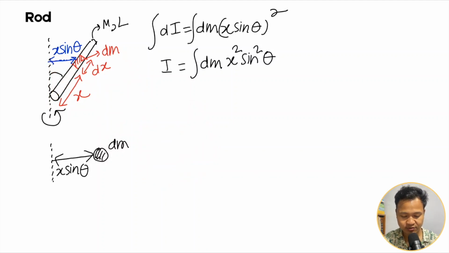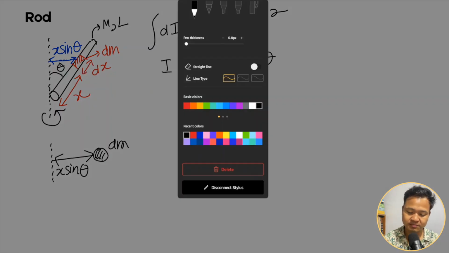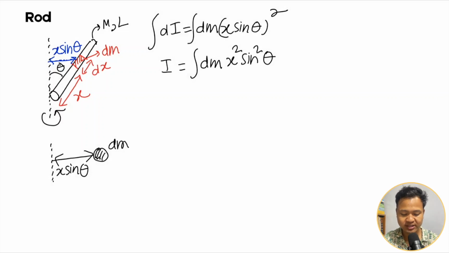Now see this line, theta is the angle, and it is constant. So it will rotate with this angle theta around the axis. So theta is constant, which means sine square theta is constant. So see, integration goes from where to where? dm is lambda into dx.